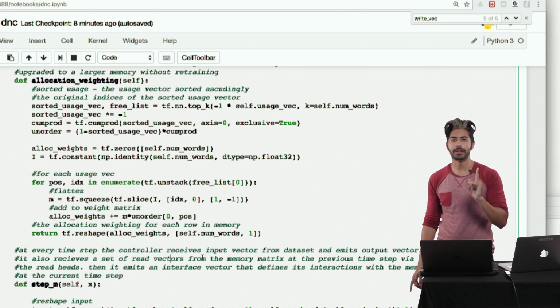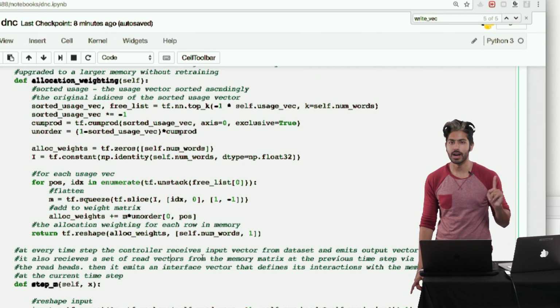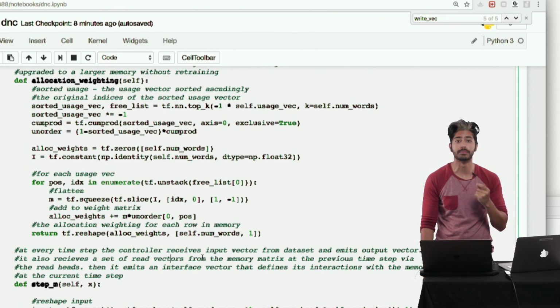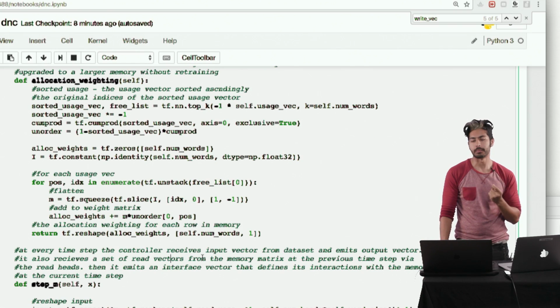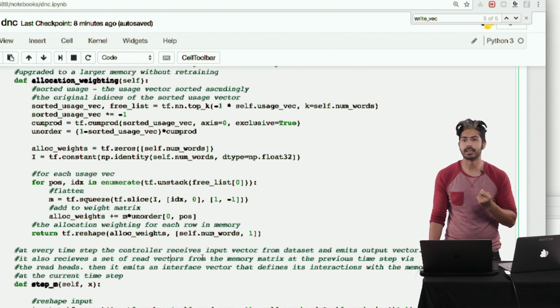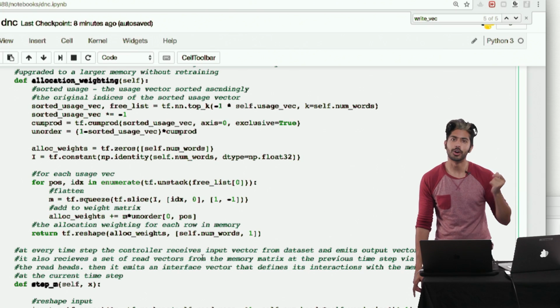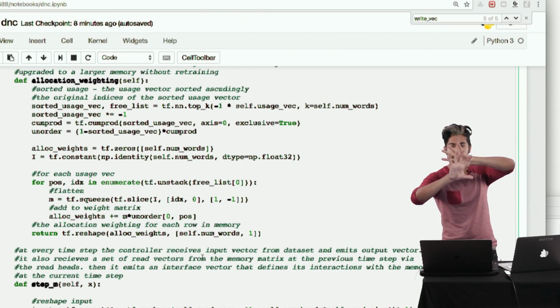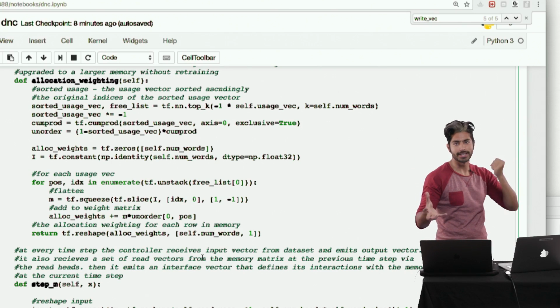So think about this for a second. This is not a recurrent network. We're using a feed-forward network, because we're not feeding in the state of the controller from a previous time step. But what we are feeding in from a previous time step is the read vector. So the controller is feed-forward, but as a whole, there is recurrence happening.